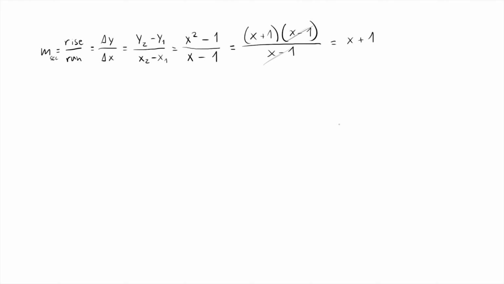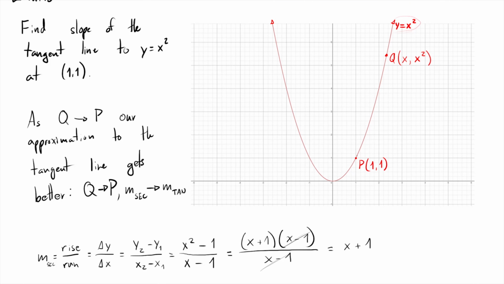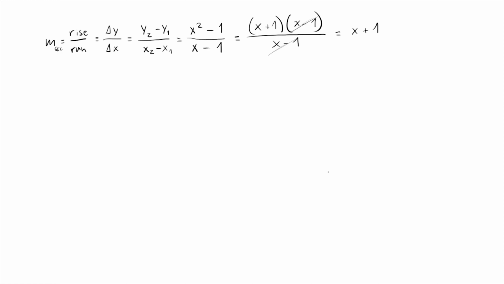Well, all I mean is, remember, with limits, we're trying to let our point Q get as close to our point P. Our point P has an x value of 1, so we're going to let x get as close to 1 as possible. Okay, and the way that I can write that is I can say, okay, well, what happens as Q approaches P, or in other words, what happens as x approaches 1.